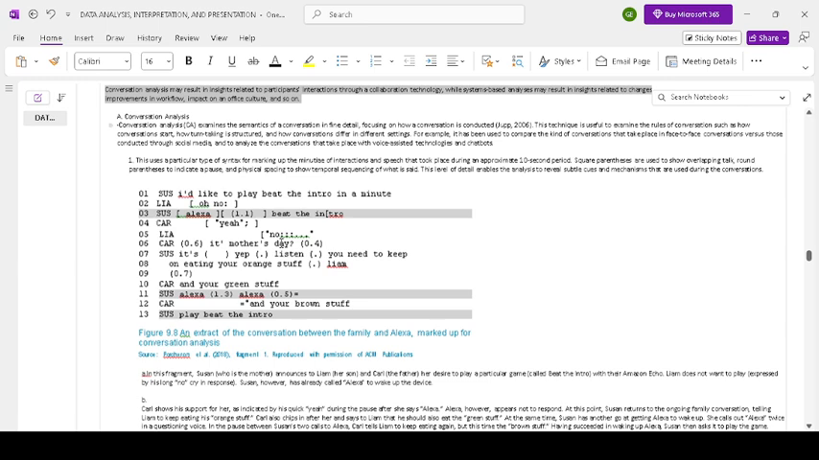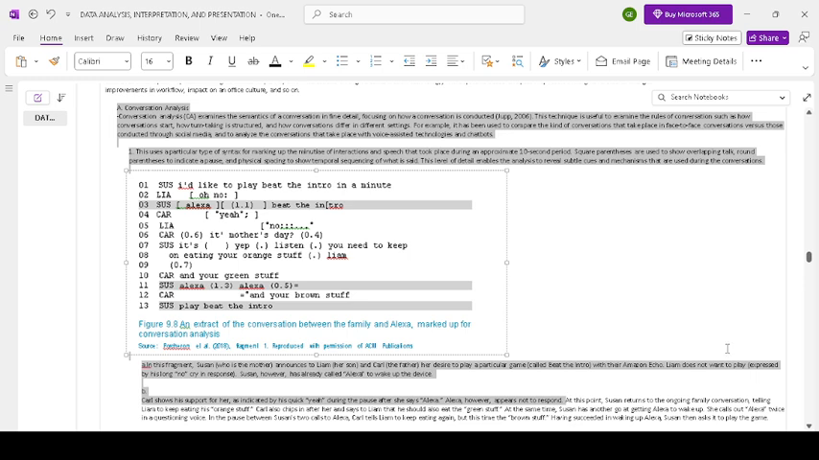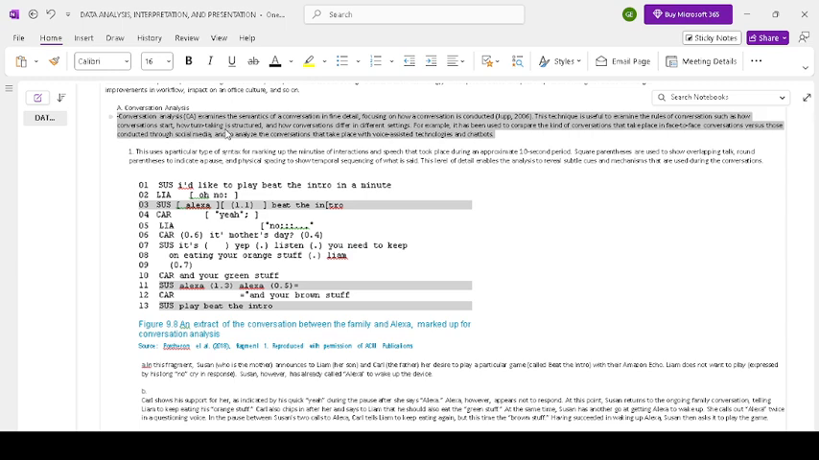Now, conversation analysis examines the semantics of conversation in fine detail, focusing on how conversation is conducted. It has been studied since 2006. This technique is useful to examine the rules of conversation, such as how conversations start, how turn taking is structured, and how conversations differ in different settings. For example, it has been used to compare the kind of conversation that takes place face-to-face versus those conducted through social media, and to analyze the conversations that take place with voice-assisted technologies and chatbots.